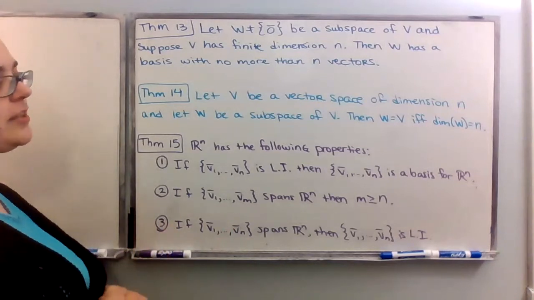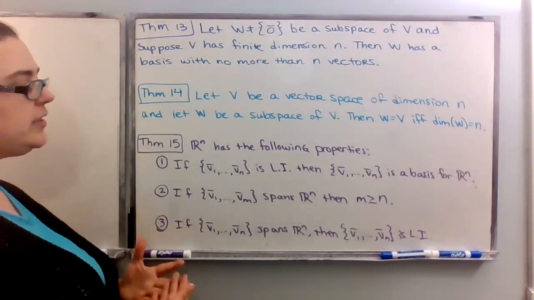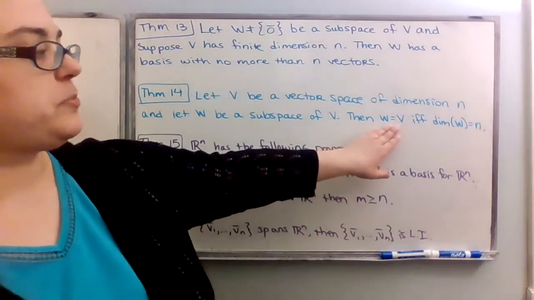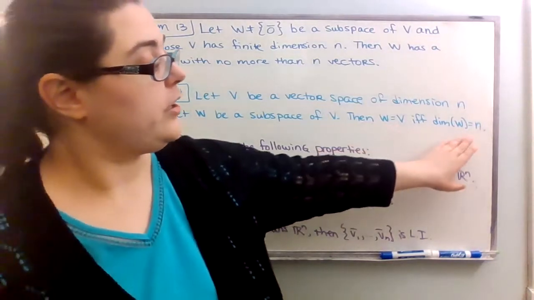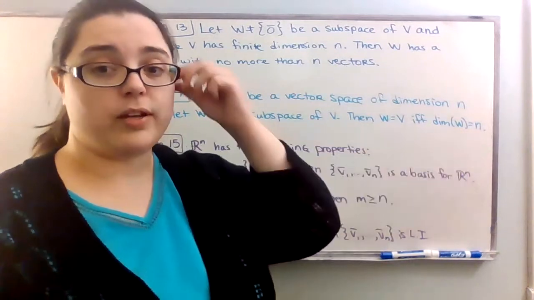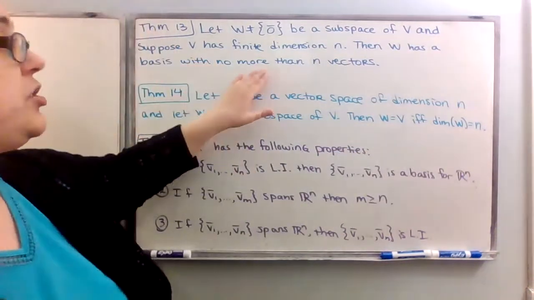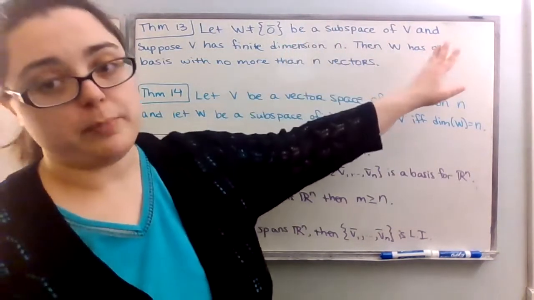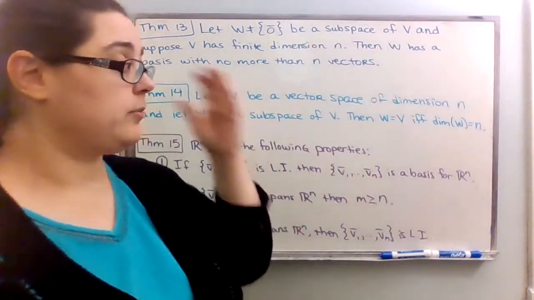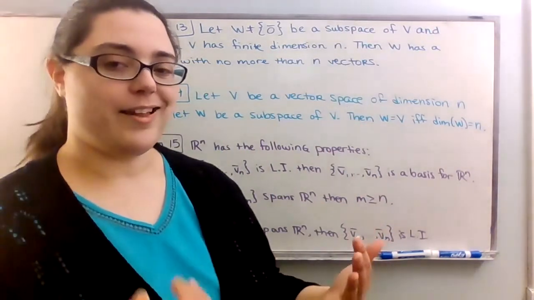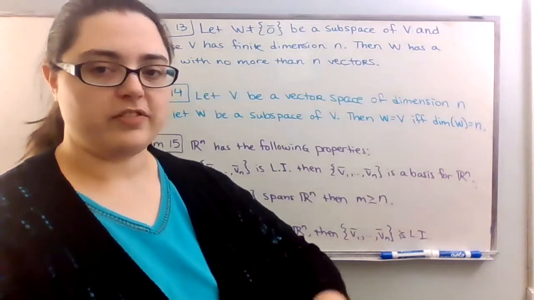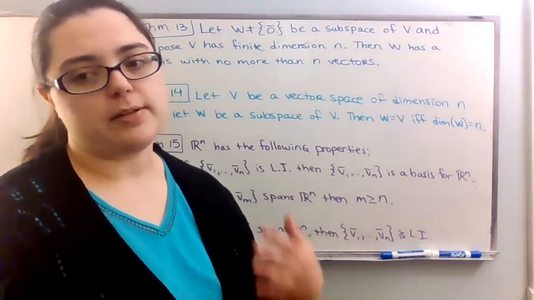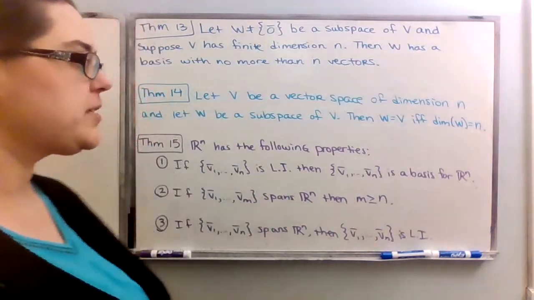Theorem 14 says that if I have a vector space V of dimension n and I have a subspace W of V, then the 2 spaces are going to be equal if and only if their dimensions are equal. So in fact, if I were in this situation and I had exactly n vectors, then the subspace would be the parent space. That's what theorem 14 is saying. If I have fewer than n vectors in my basis, or if my dimension is smaller than n, then I'm a proper subspace. I don't have the whole vector space.